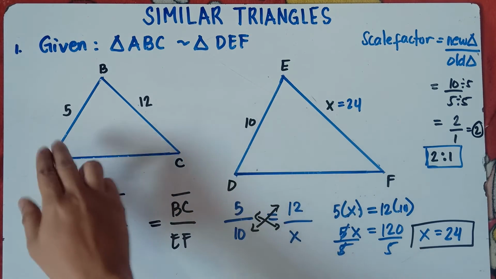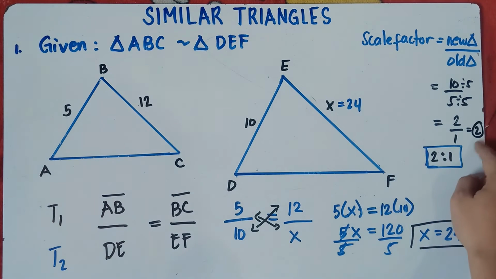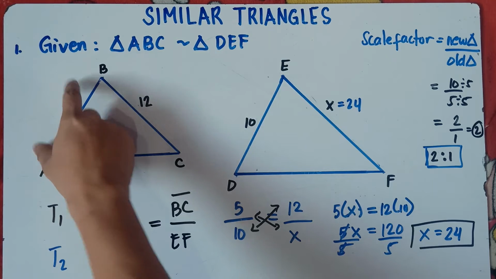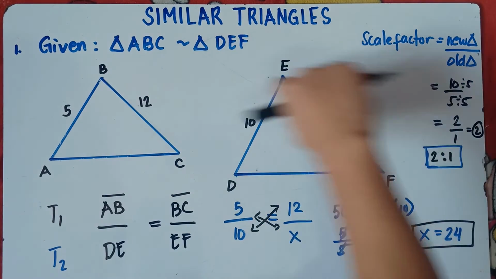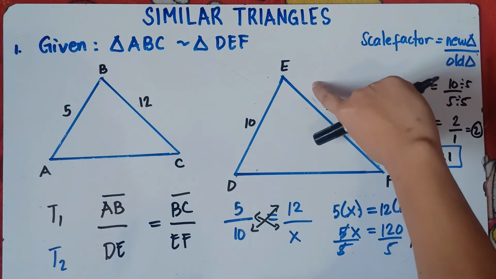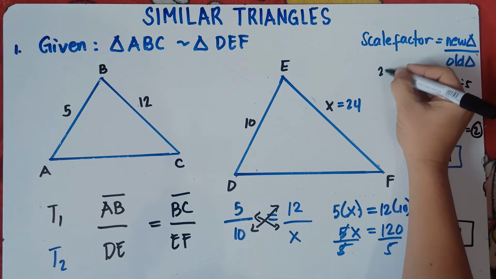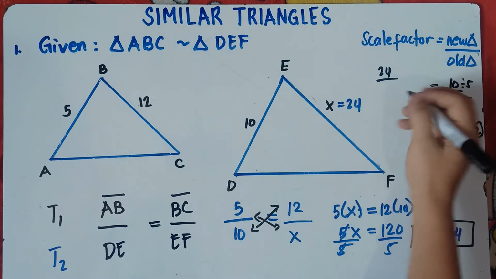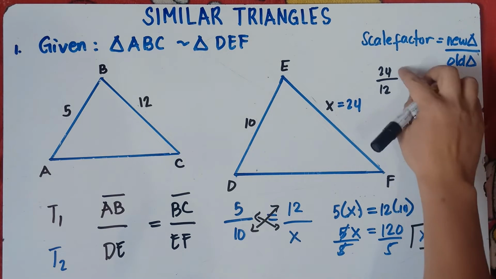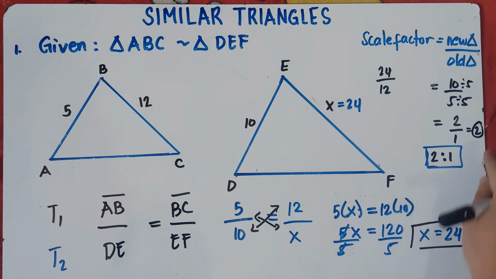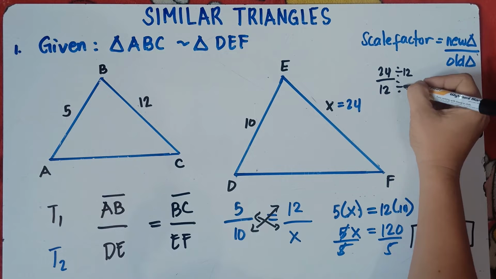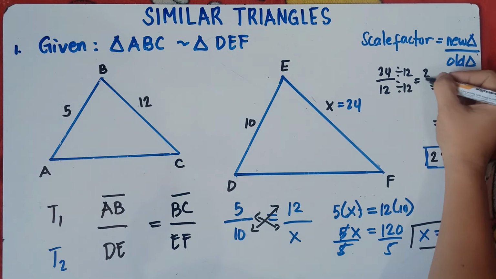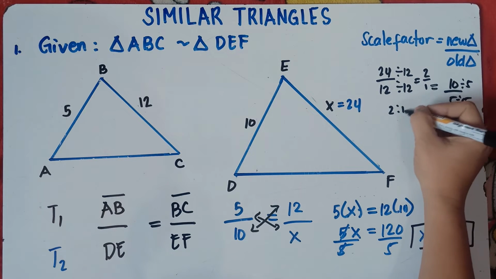Because it is twice, class, it is doubled. So that's why our scale factor is 2. Because this side is doubled. From 5, it becomes 10. That's why, class, your scale factor is 2. Even if we check these two sides, once again, the new triangle side EF, that is 24, over side BC, that is 12, the ratio 24 divided by 12 is still 2. Same answer, class. Or you can divide this one by 12, and this one by 12, that would be 2 over 1, or 2 is to 1. Same answer.